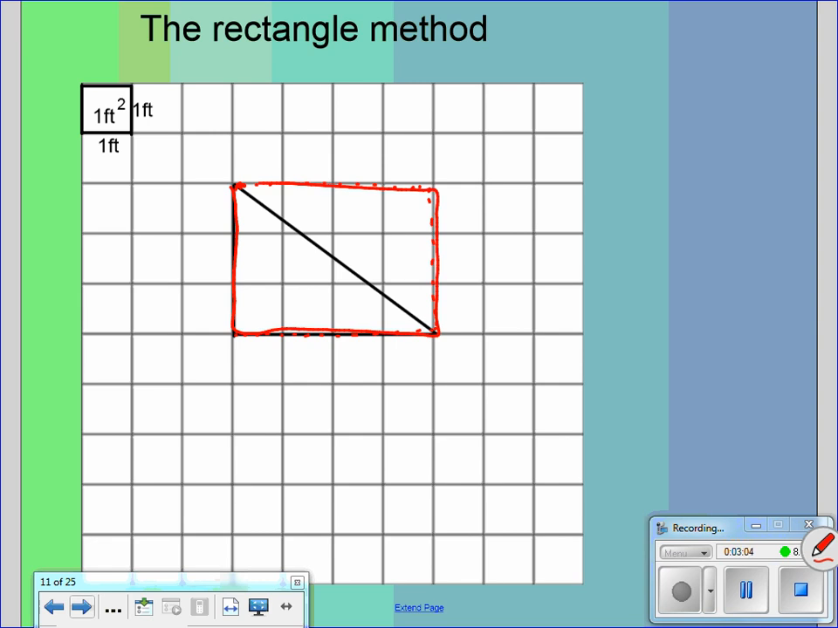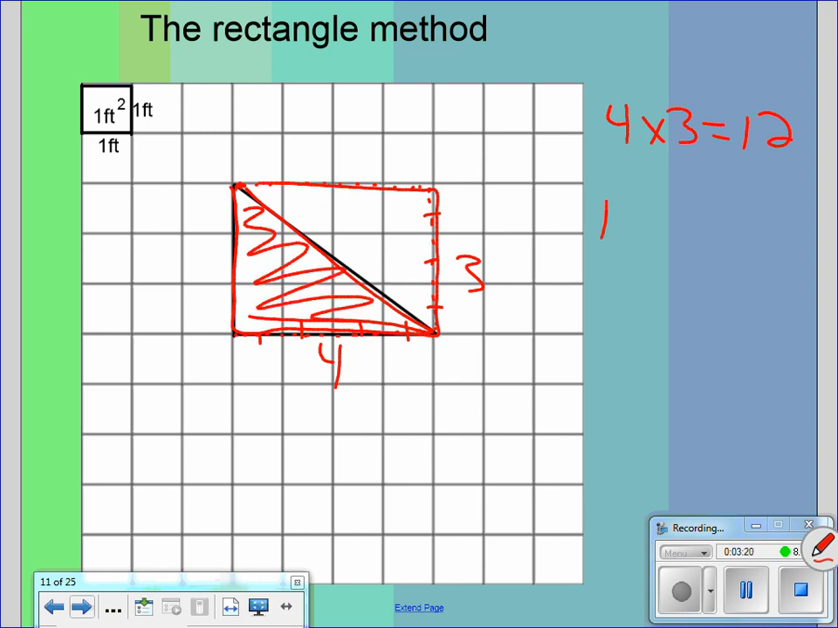So my base is 1, 2, 3, 4. My height is 1, 2, 3. So how do you find the area of a rectangle? It's 4 times 3 will give me 12. But I'm doing a triangle, which is half of this shape. So that means I'm going to have to divide this 12 by 2, which gives me 6, which means my answer, because it's in feet, 6 feet squared.